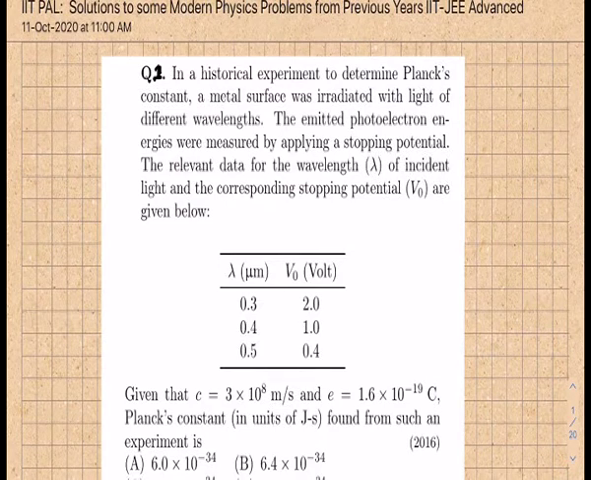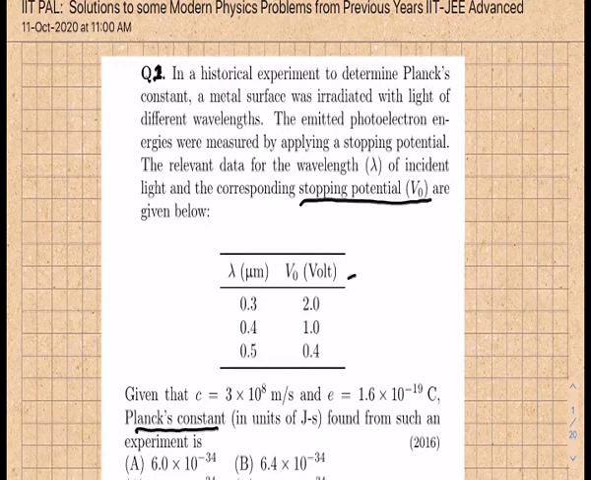In this first problem that we are going to do, it is said, in a historical experiment to determine Planck's constant, the metal surface was irradiated with light of different wavelengths. The emitted photoelectron energies were measured by applying a stopping potential. The relevant data for the wavelength of incident light and the corresponding stopping potential are given below. The wavelength is given in micrometer and the potential is given in volt. You are given the speed of light as 3×10⁸ meter per second and electron charge as 1.6×10⁻¹⁹ coulomb. So you have to find out the Planck constant from such an experiment.